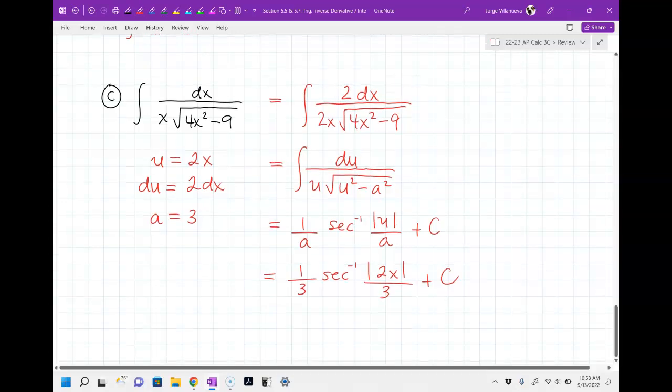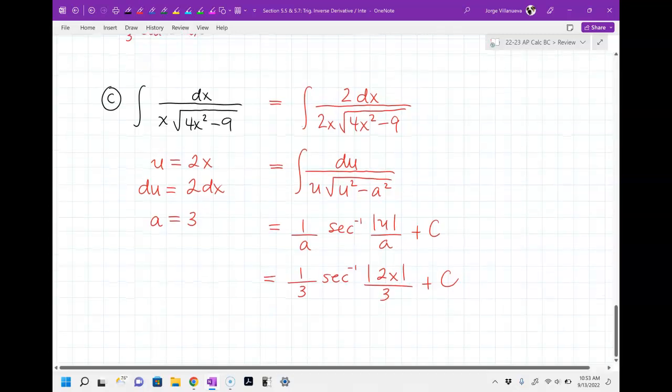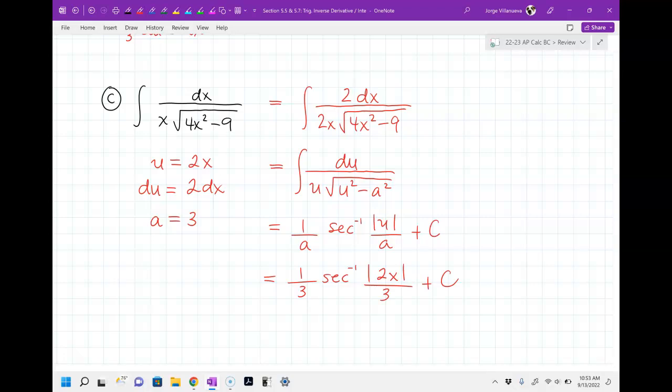Right? So I'm going to write down the homework for you guys right now, but that's basically sections 5.6 and 5.7 kind of quickly.